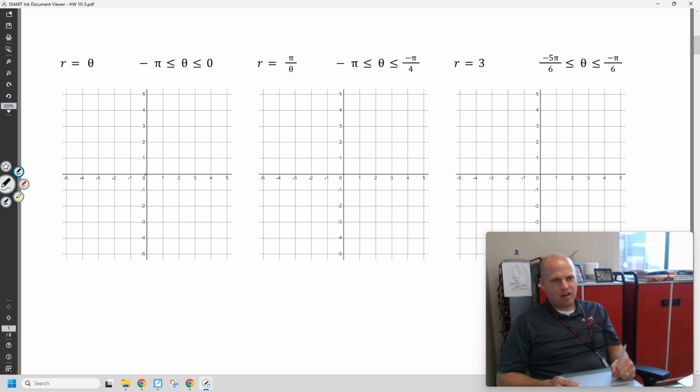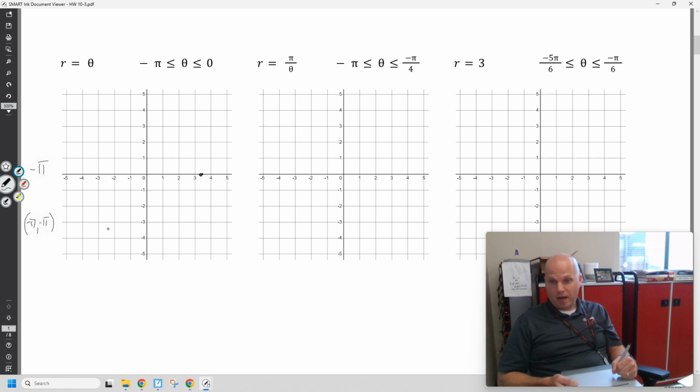If I start at 0, I end at 0. I start at negative pi. Well, here's negative pi. This is kind of like a trick. Your radius, okay, ready? If your angle is negative pi, your radius is negative pi. That's the point, negative pi, negative pi.